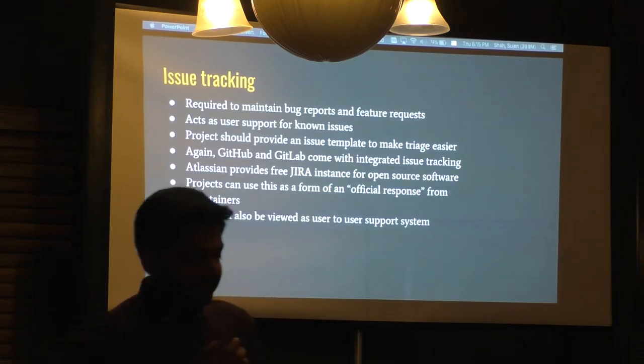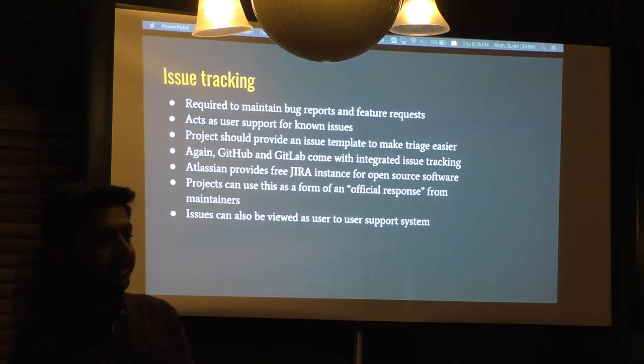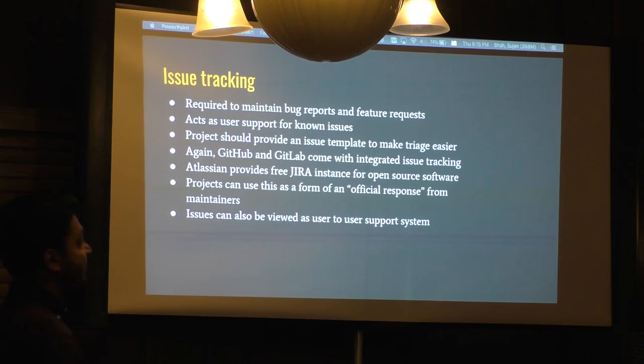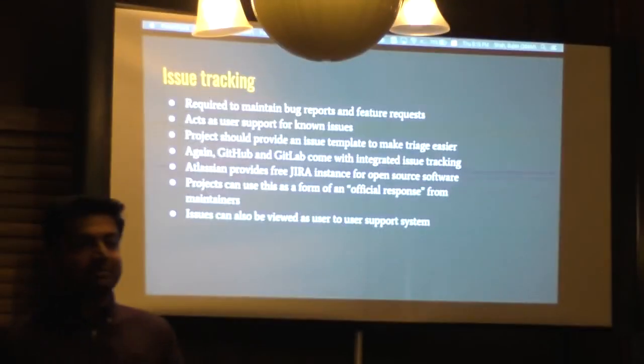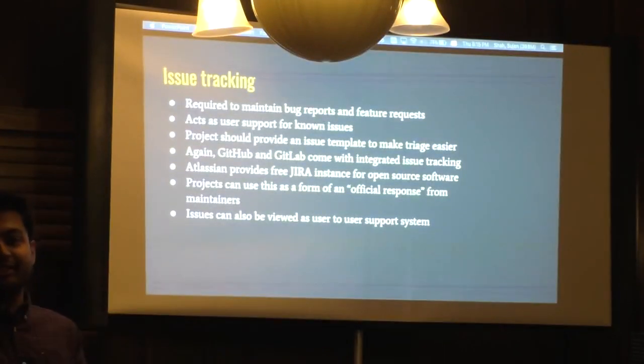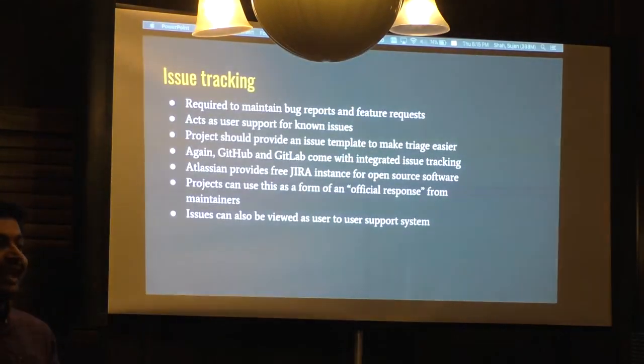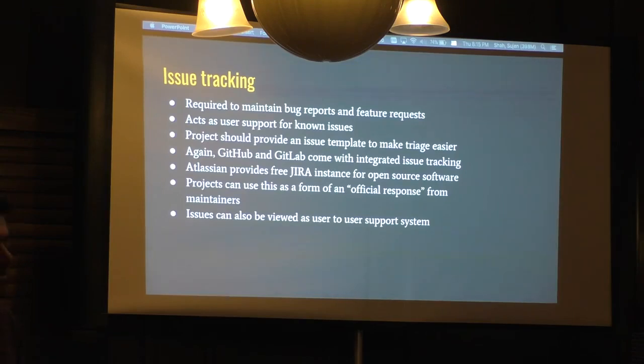Issue tracking, yes, you can have a flood of issues if you don't have a way to track them, triage them, and label them. So one way is to use the built-in issue tracking mechanism that comes with your versioning system, which could be GitHub or GitLab. Or you could have a third party, which is Jira, which links to your GitHub or GitLab and then does the issue tracking for you.